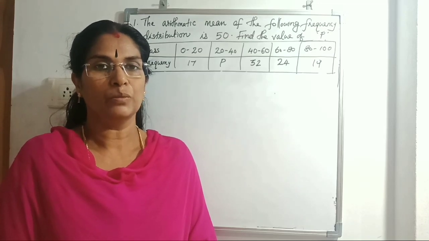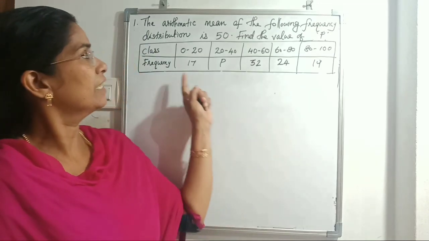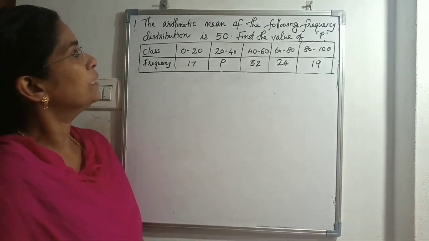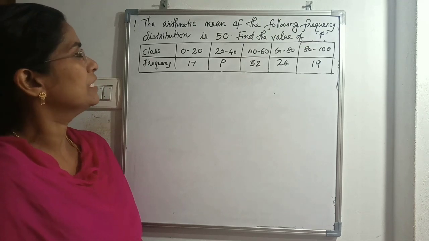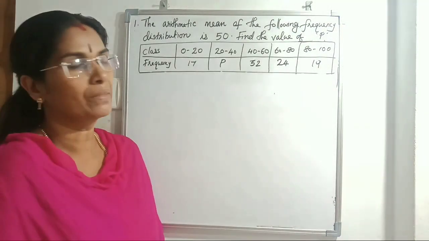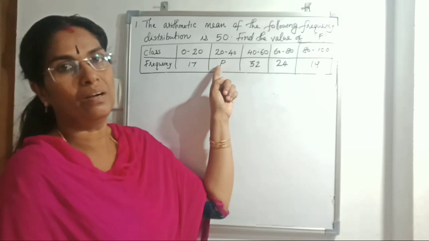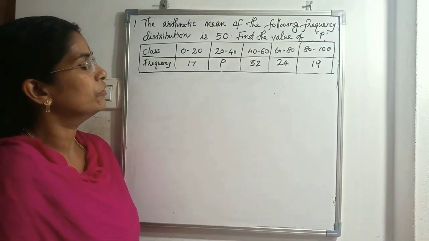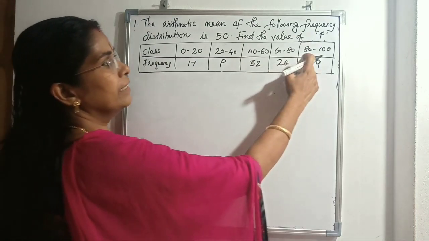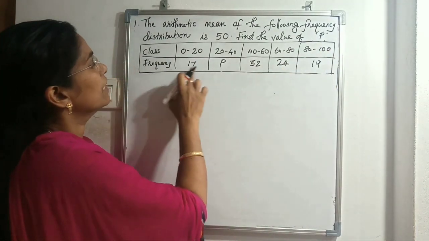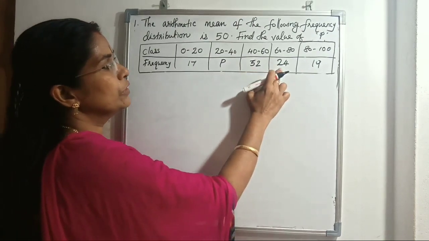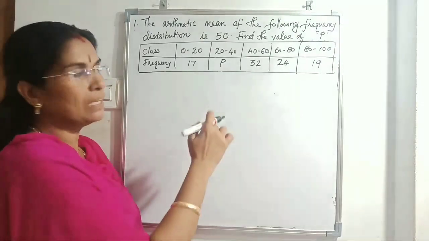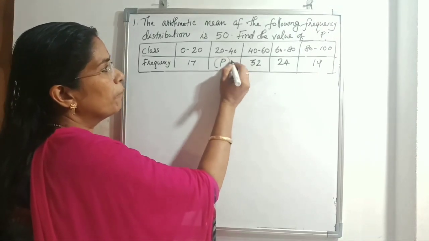We solved two questions. Two more questions we can solve now. Here the first question: the arithmetic mean of the following frequency distribution is 50. Find the value of p. P means one unknown variable is there. Classes are 0 to 20, 20 to 40, 40 to 60, 60 to 80 and 80 to 100. Frequencies are given as 17, p, 32, 24 and 19. Here one value is missing, that is p. We have to find the value of p.